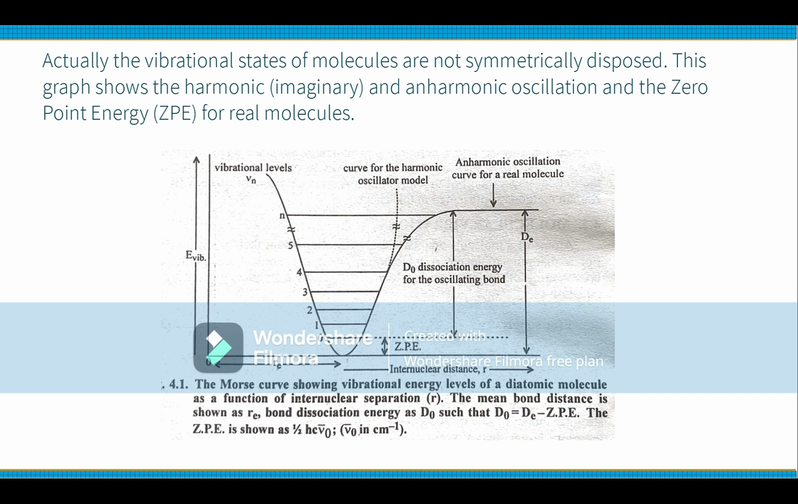ZPE, what is ZPE? When the molecule is in its ground vibrational energy state, that is V equal to 0, then its energy is not 0. It is ZPE, and later we will learn it is equal to half h c nu bar, where h is Planck constant, c is speed of light, and nu bar is the fundamental frequency of vibration in reciprocal centimeter units.